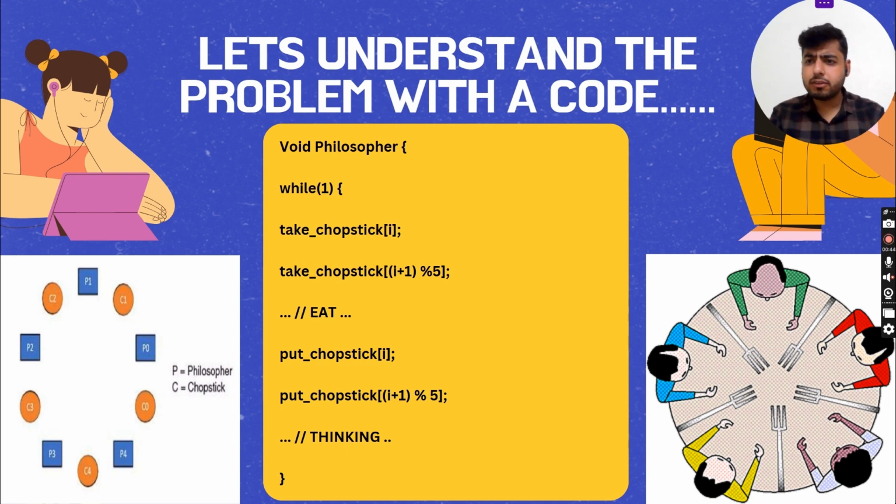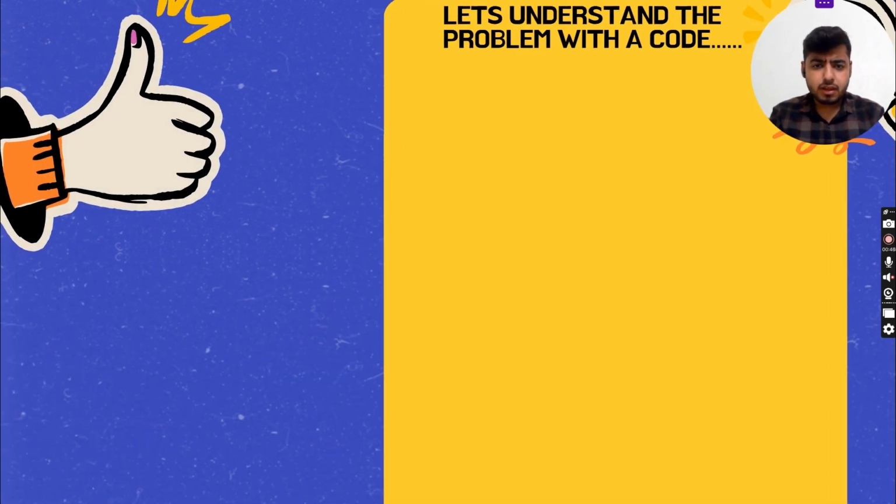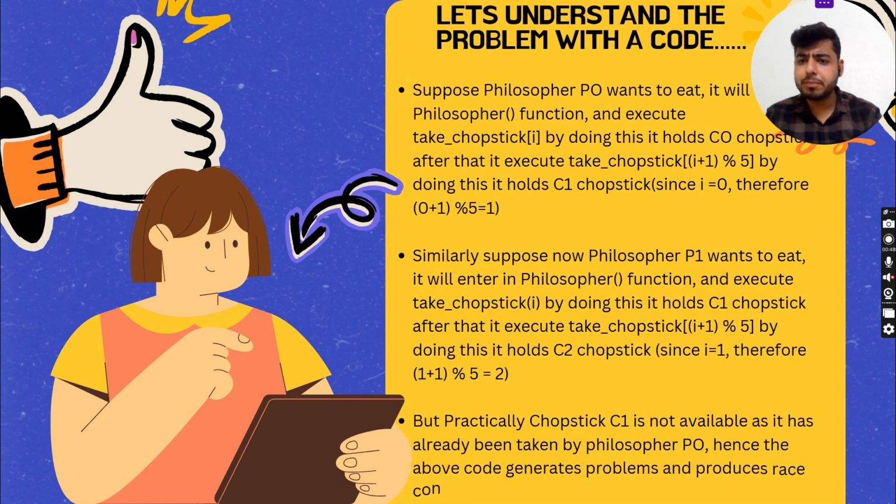To understand this code, suppose philosopher P0 wants to eat. He will enter the philosopher function and execute take chopstick[i]. By doing this, he holds the C0 chopstick. After that, he executes take chopstick[(i+1) % 5]. By this, he holds the C1 chopstick, since i is equal to 0, therefore 0 plus 1 modulo 5 is equal to 1.